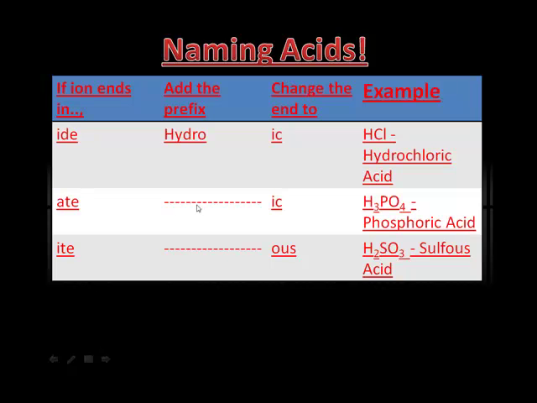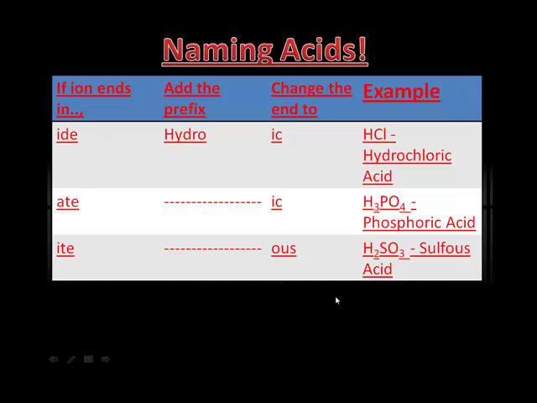Now notice there's no hydro. It's just phosphoric acid. If the negative ion, which again you would find on the back of the periodic table, this is SO3, is sulfite. If it has an ITE ending, you replace it with OUS. And notice again there's no hydro. So this would be sulfurous acid.